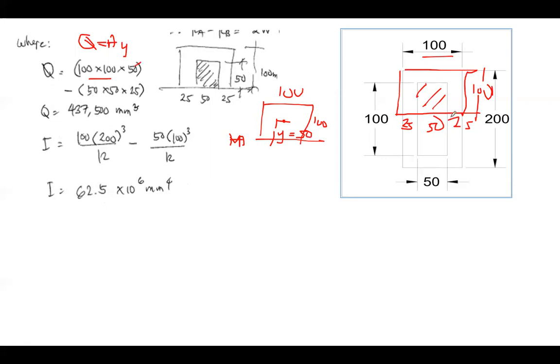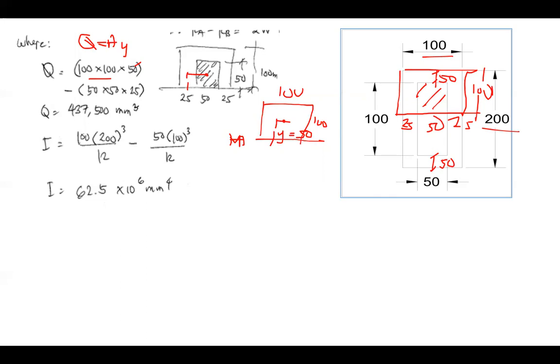Ito naman na shaded. Ano itong distance? Kasi nga, this is 100, this is 200, this is 100. In other words, this one is 25, this is 25. 100, 100. Okay, this is 25, 25. This is 50. This is also 50. Para maging 200 lahat. 100 plus 50 plus 50 is 200. Okay, so this is 50.